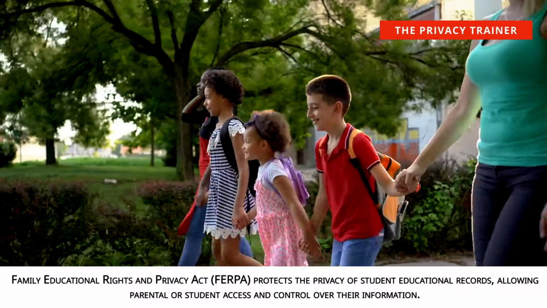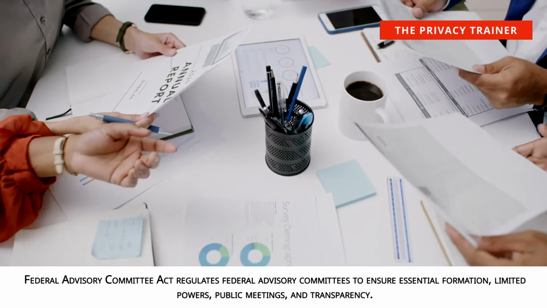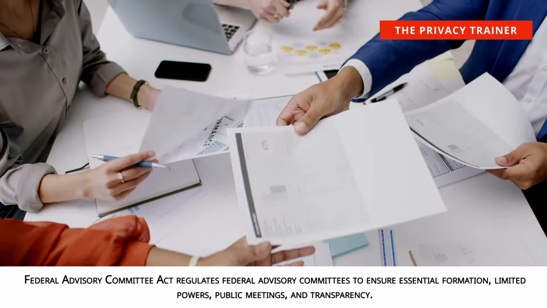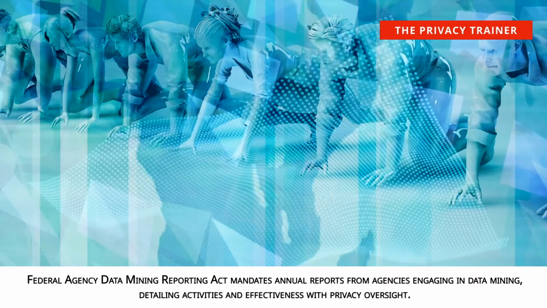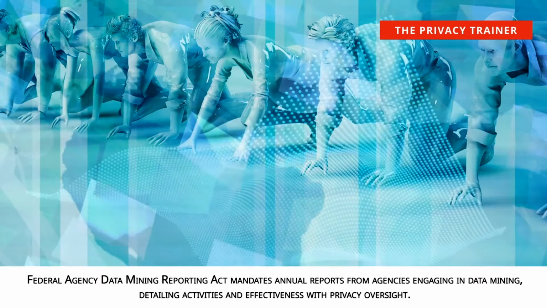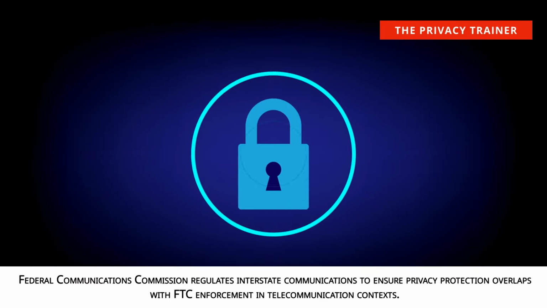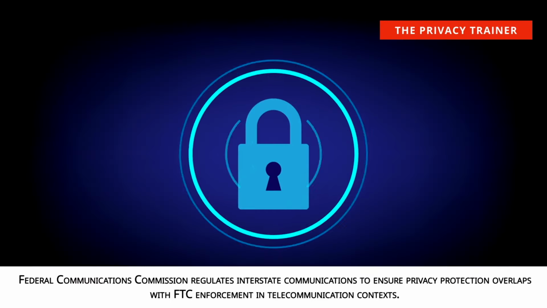Federal Advisory Committee Act regulates federal advisory committees to ensure essential formation, limited powers, public meetings, and transparency. Federal Agency Data Mining Reporting Act mandates annual reports from agencies engaging in data mining, detailing activities and effectiveness with privacy oversight. Federal Communications Commission regulates interstate communications to ensure privacy protection overlaps with FTC enforcement in telecommunication contexts.